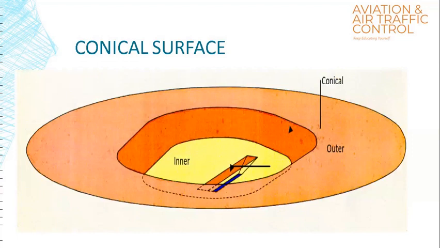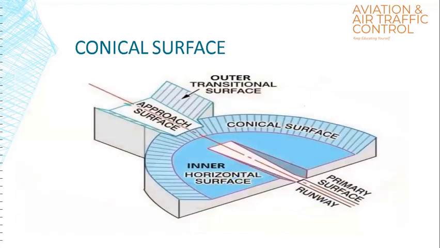After the primary surface, the transition surface will start with a slope upwards and outward, and it will meet the inner horizontal surface. The inner horizontal surface is at a height of 45 meters above the aerodrome reference point elevation. Thereafter, the conical surface shall be projected upwards and outwards from the periphery of the inner horizontal surface. This is one more view, which is showing the relationship of our outer horizontal, conical, inner horizontal, and transitional surfaces.